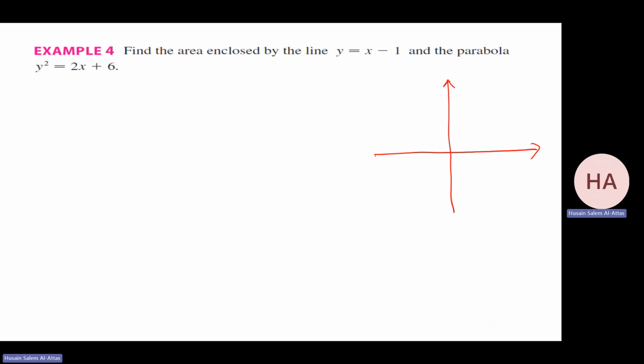Okay, this is the parabola. The parabola is y squared equals 2x plus 6. So my point is minus 3 and 0, and the parabola opens to the right. So this is the parabola. And they have y equal x minus 1. At 0, it's minus 1. So I have a function like this. This is the line.